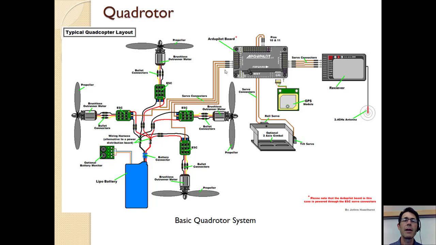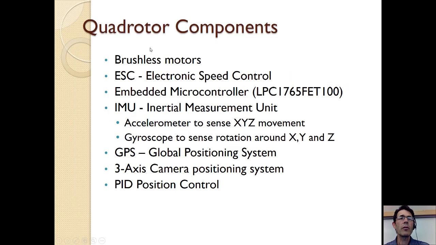So with those 6 numbers, it knows whether it's level, whether it's tipped, and based on where it is, it drives one or more of the motors faster or slower to correct its position or its orientation. So this is actually a very impressive mechatronic system with moving parts and sensors and a processor and a user interface. So these are all the different components you find in a quadrotor.